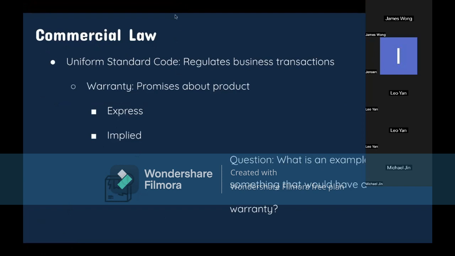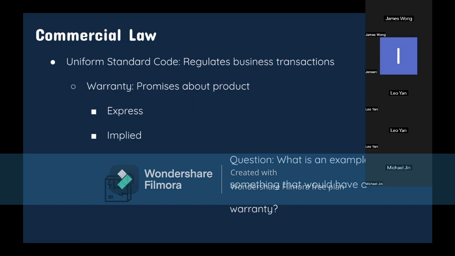And now the last idea in our chapter of laws is commercial law. Commercial law is just a broad umbrella term about transactions. It's any type of law that regulates transactions. The main premise of this is centered around the Uniform Standard Code. The Uniform Standard Code is basically the law that regulates business transactions. It's about what is legal and not legal in doing business, and what types of business dealings are legitimate as stated by the law.